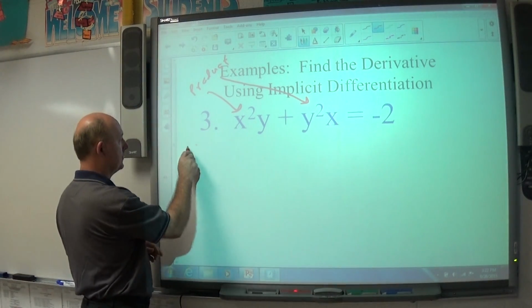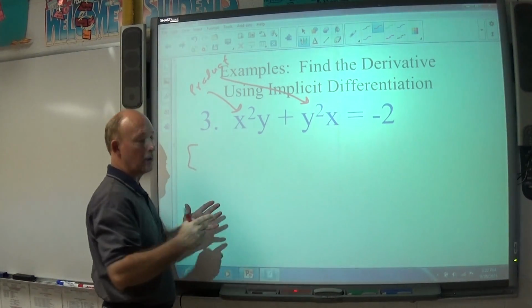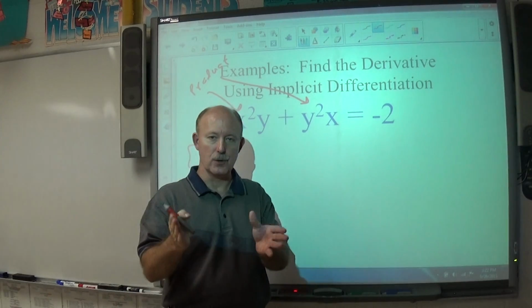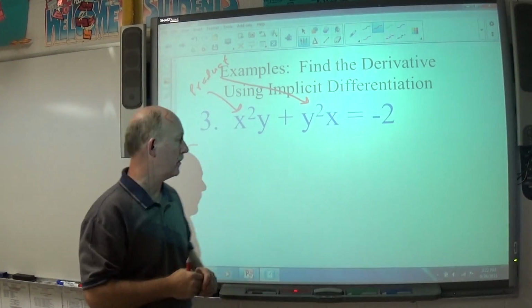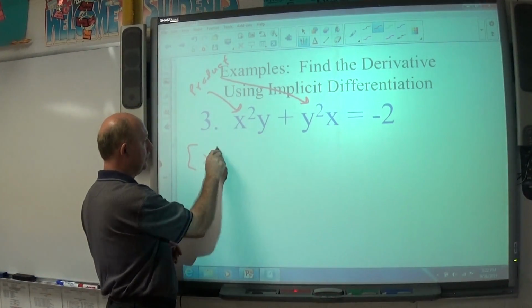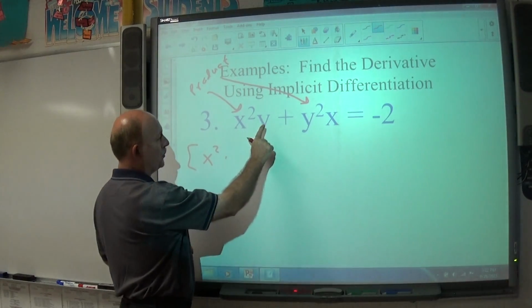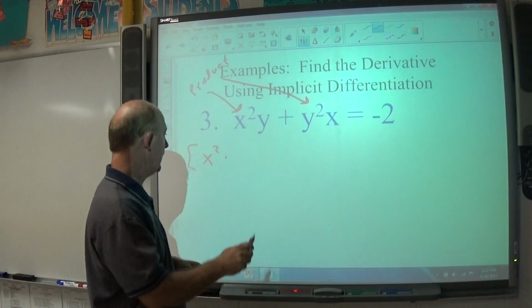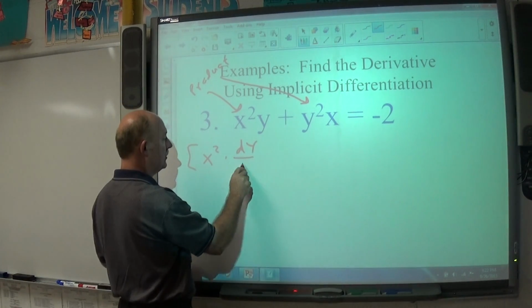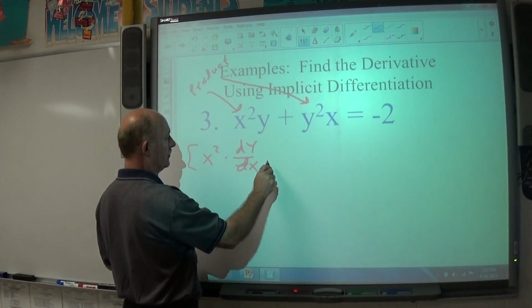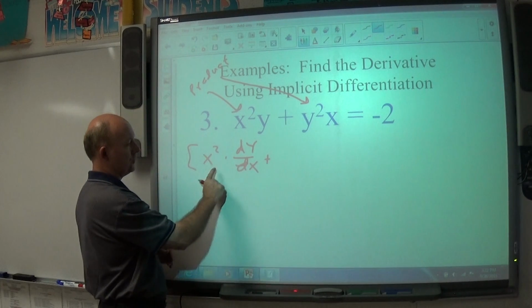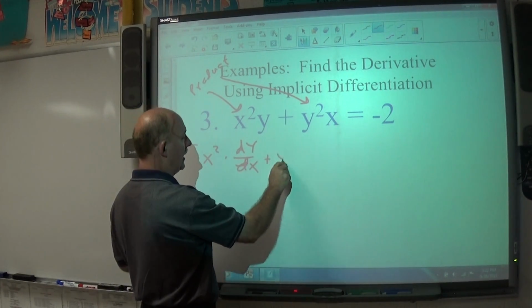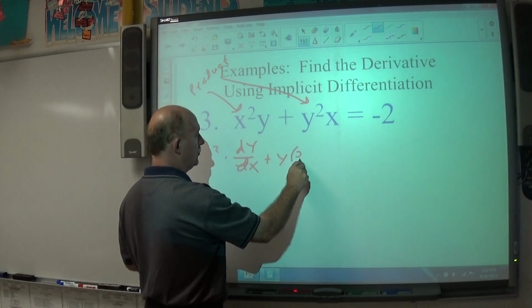Right, so here we go. Now, remember the product rule: first times the derivative of the second plus the second times the derivative of the first. So we'll bring the x squared down times the derivative of y. Now the derivative of y is 1 times dy over dx, or just dy over dx. Plus the second, which is y, times the derivative of the first, which is 2x.